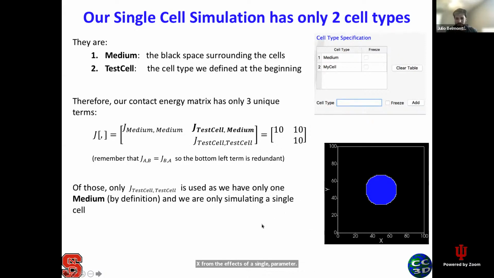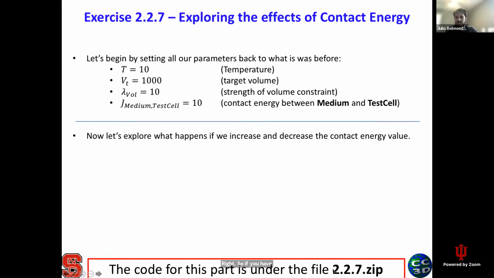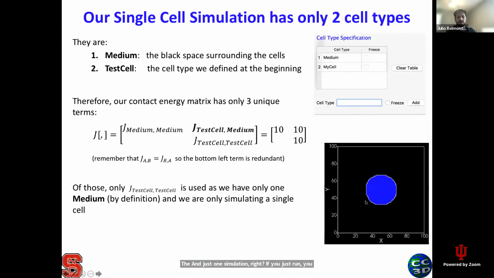So if you have downloaded the zip file, okay, you should already have these configurations. If you have not downloaded, you can just go back to the simulation that you have from yesterday and make sure you have all those parameters set to be exactly like this, okay? Turn off the surface, turn off the length, okay? Make your temperature 10, target volume of cell to 1,000, the lambda volume to 10, and just run simulation, right? If you just run simulation, you should get something that looks like this, okay?